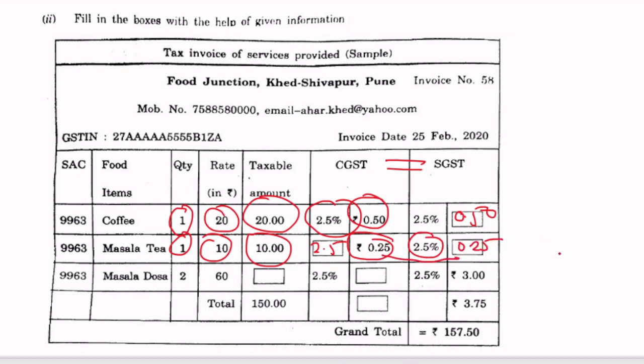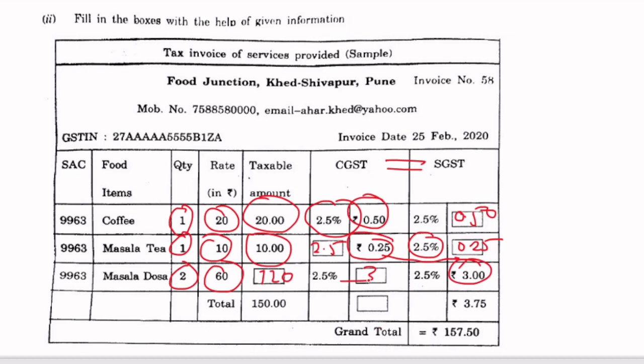No brainer at all. Second, two quantity, 60 dosa. What is taxable amount? 120. Simple. 2.5 again. Do you have to calculate? Use your brain. No need to calculate. Just here you can check 3 is SGST. You can write 3. No need to calculate at all.